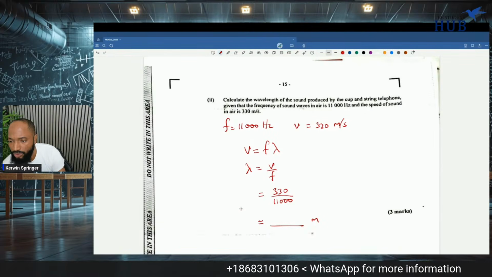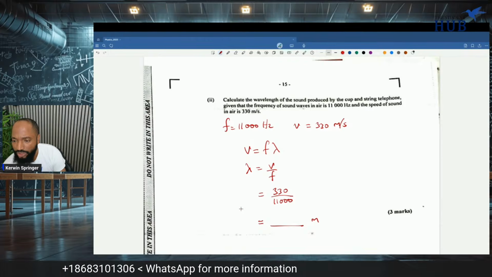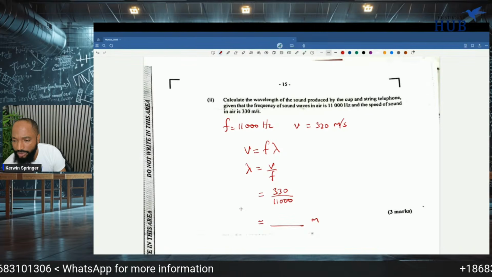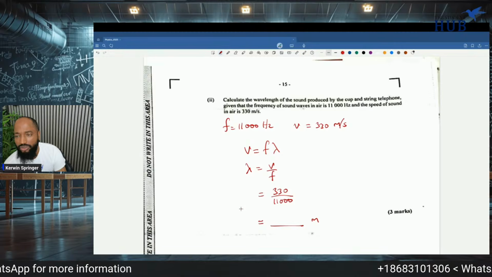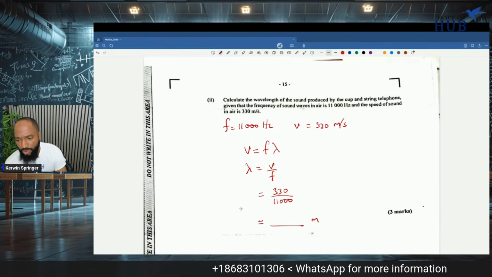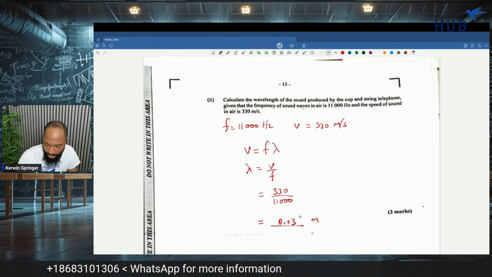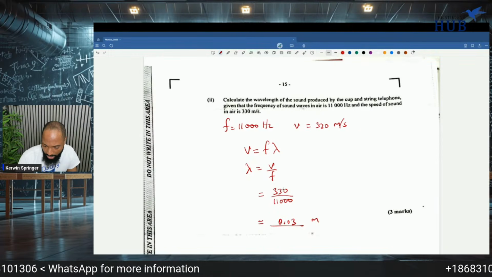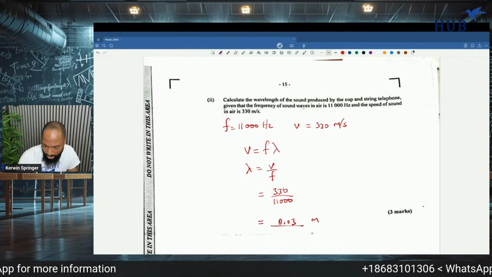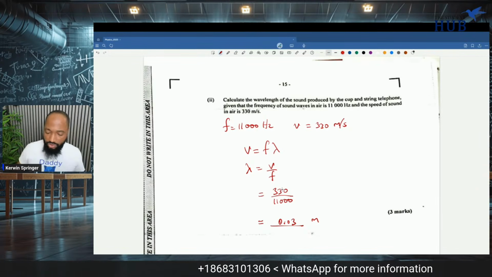Sound makes cup one vibrate, this vibration, a longitudinal compressive wave, travels along the string, reaches the other cup, vibrates and causes the air molecules to vibrate. Love that, all that working, Malik. I feel all of that could get a little 3 marks too. We get approximately 0.03 meters. Fine. Yeah, I can believe that. 0.03 meters is cool.